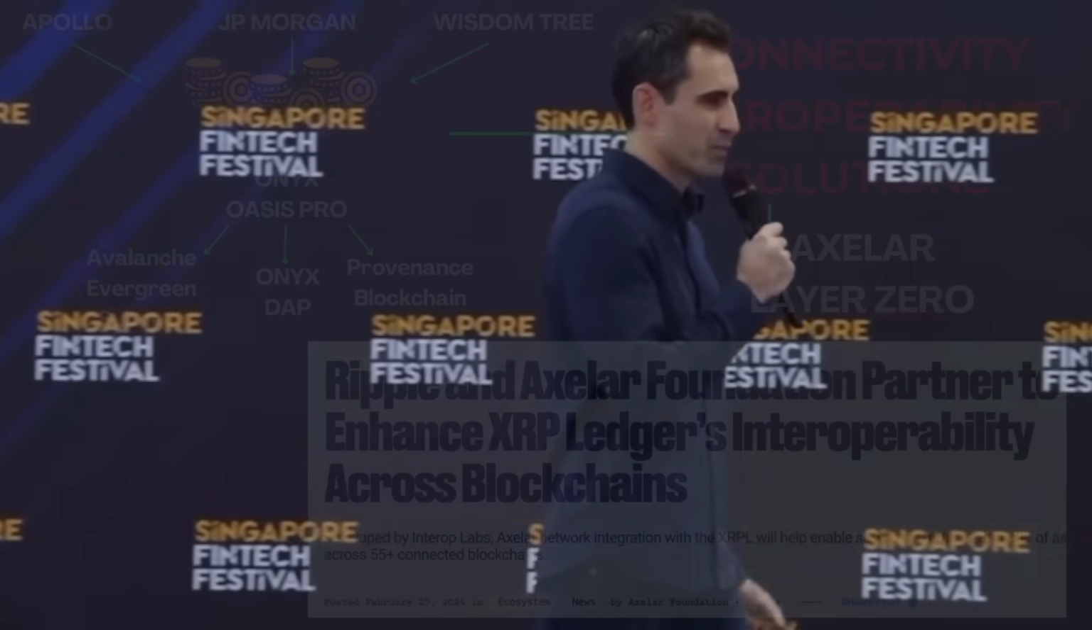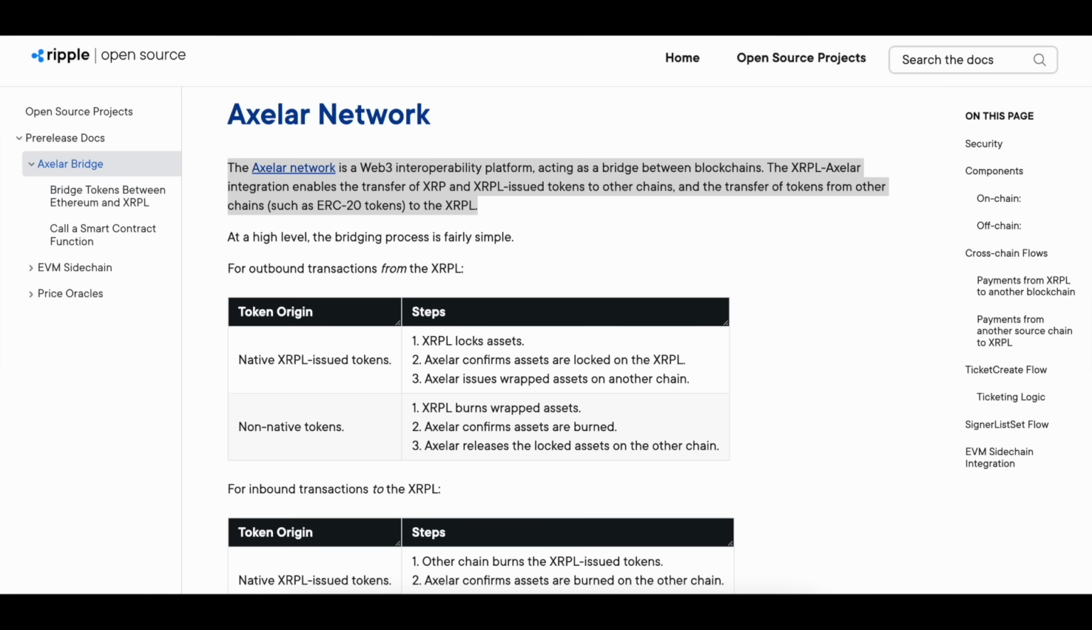So that connection right there, boom, 100% accurate.